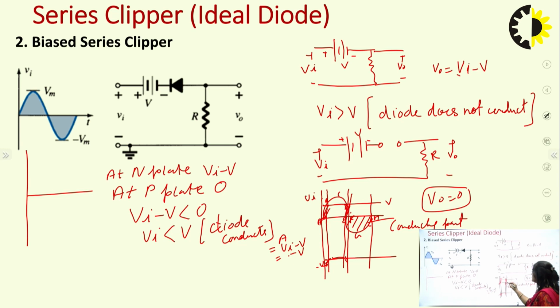Similarly we can obtain the output at G. At G it would be Vi minus V, and the Vi value at G is minus Vm, so it would be minus Vm minus V. So this graph would extend in this way. By putting in the values of the output voltage, that is Vi minus V, we can obtain the output at every point.